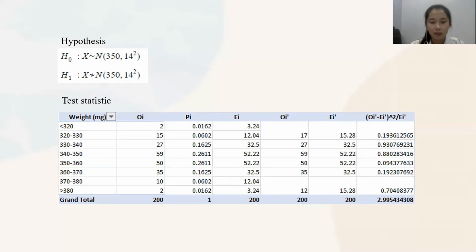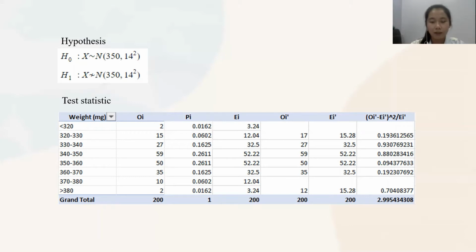The null hypothesis states that the weight of the standard tablet produced by the manufacturer is normally distributed with 350 mg with standard deviation of 40 mg, while the alternative hypothesis states that the weight of the standard tablet produced by the manufacturer is not normally distributed with 350 mg with standard deviation of 40 mg.